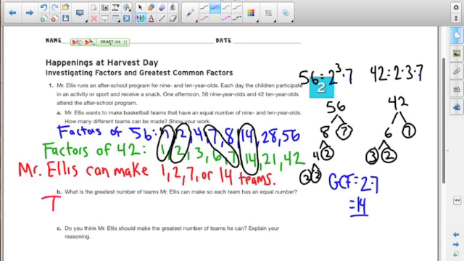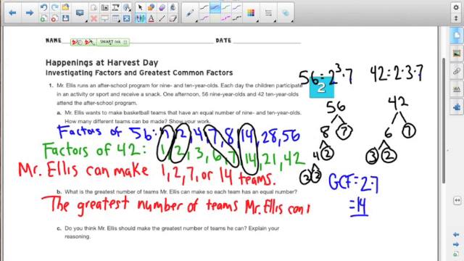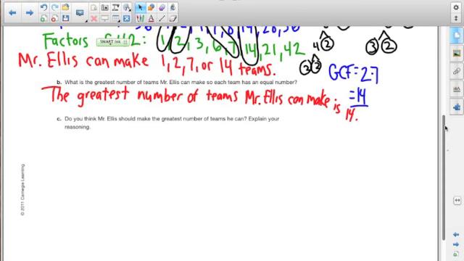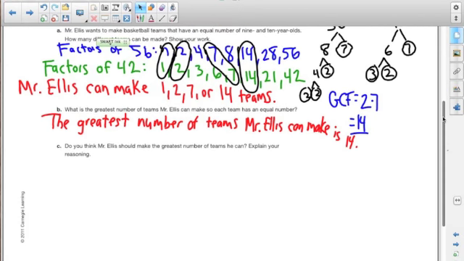So the greatest number of teams that Mr. Ellis could make would be 14 teams. Then if you think about that, if he made 14 teams, then there would be 4 9-year-olds on each team, and then there would be 3 10-year-olds on each team. Okay, so if I add those two together, it would be 7 people per team.